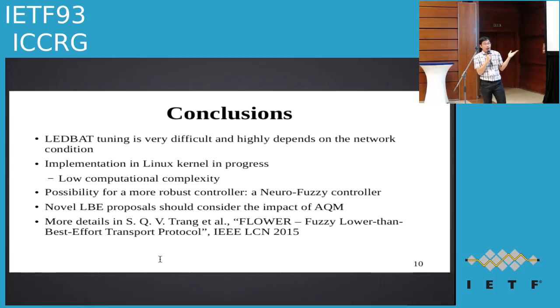My main concern is to test FLOWER in the real test bed. So we are implementing it in the Linux kernel now. So the next step is to propose a draft to complete, I think, the RFC of LEDBAT, because we believe that today, if we strictly follow the linear controller proposed in LEDBAT, it fails.